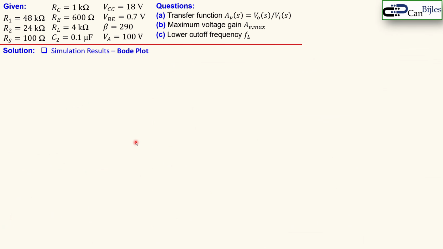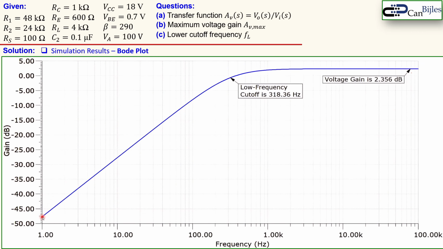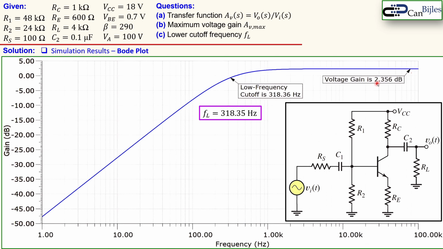Okay, next one is about the simulation results for our Bode plot. So this is now the Bode plot for the gain only. You see indeed there is a high pass filter characteristic, so it is going up and then levels. So there's a cutoff frequency here, and there is also the voltage gain here. And that was our circuit. So the voltage gain here is approximately 2.36 or 35 dB. And we have the cutoff frequency of 318.36 hertz in the simulator, and we have calculated 318.35 hertz. So you see it's very close to what we have calculated and also seen in this simulation result. So this is a very nice result.